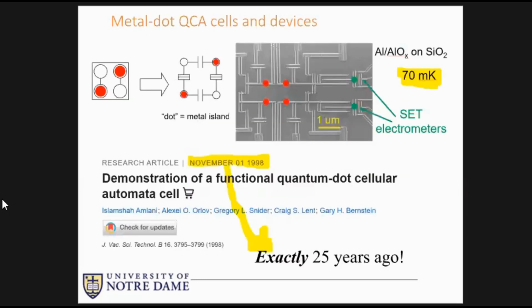Now, the funny thing is, exactly 25 years ago, because this paper was published on November 1st, 1998, we published this paper where we demonstrated the cell operating at 70 millikelvin using aluminum junction technology. Basically, it's a basic cell. You can see the scale of things with 1 micron. But of course, it's not really a great idea for technology to operate at 70 millikelvin. It's a little difficult, and obviously you need lots of cells.